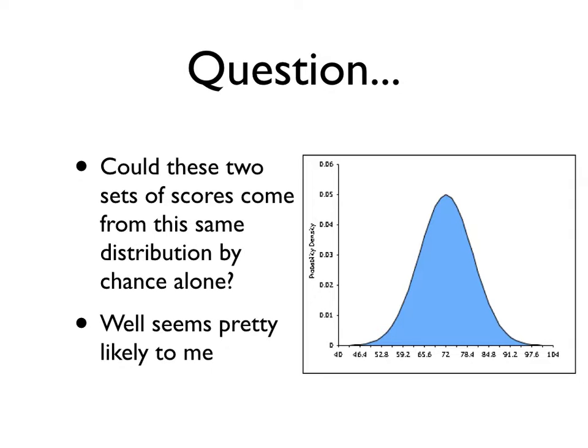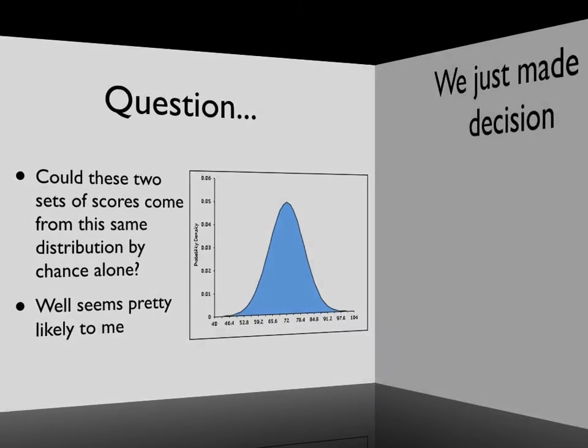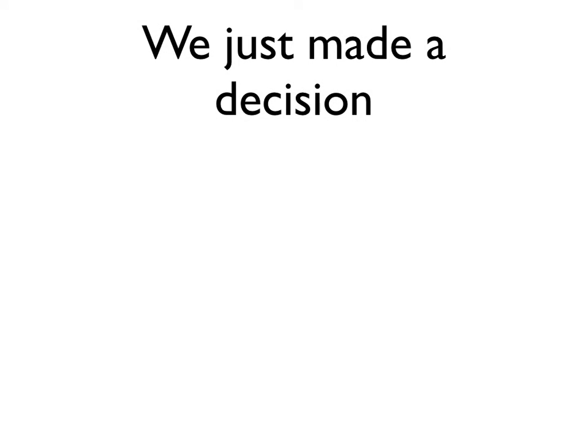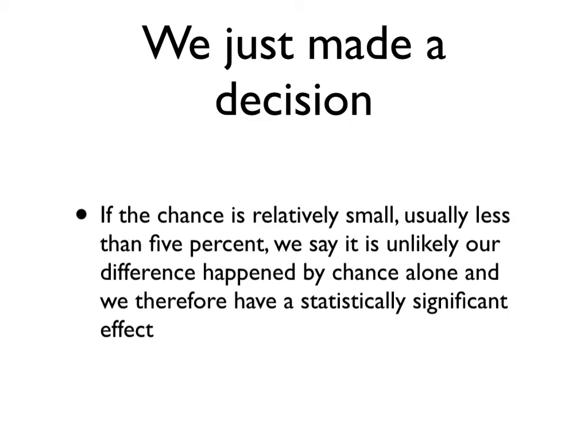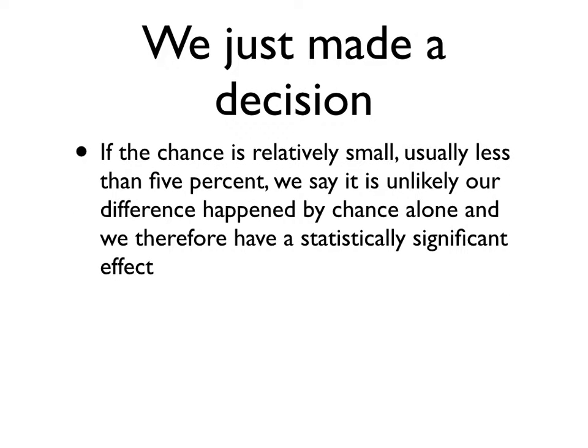Okay. We just made a decision. The chance is relatively small, usually less than 5%, because we decided to draw a line somewhere. We say it's unlikely our difference happened by chance alone, and we therefore have a statistically significant difference. When I say chance alone, I just mean random sampling. Okay?